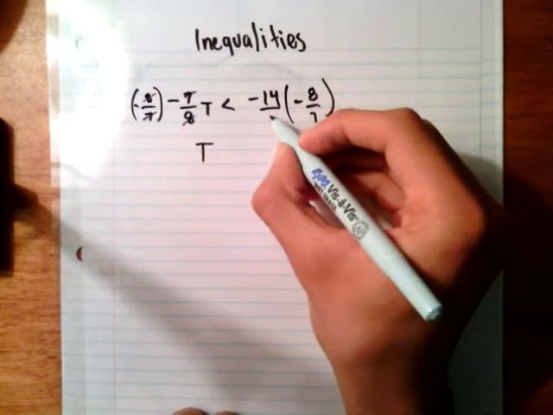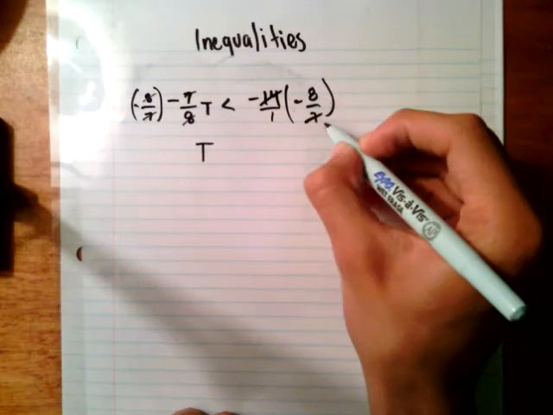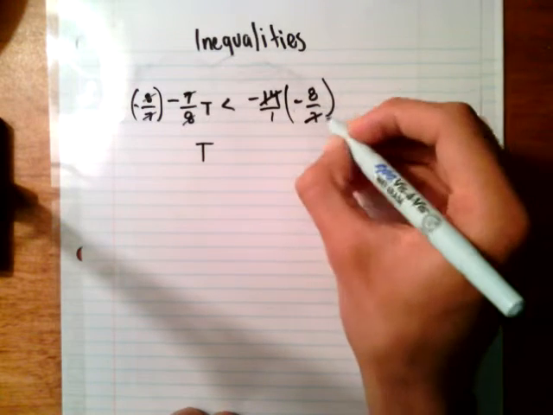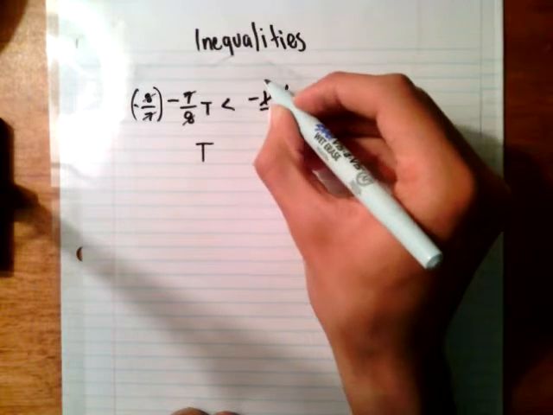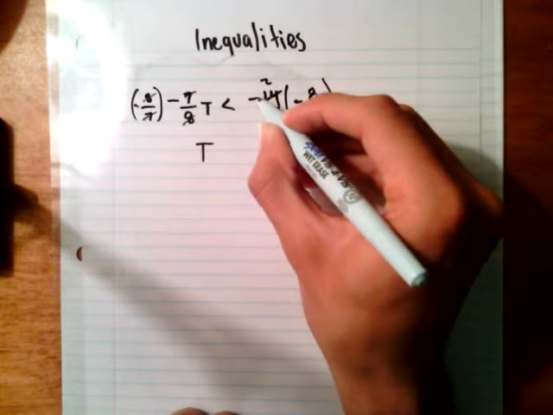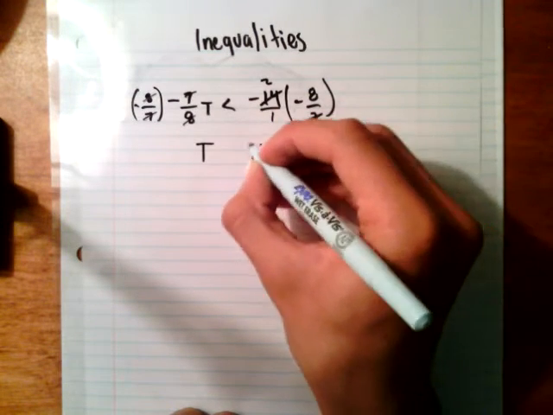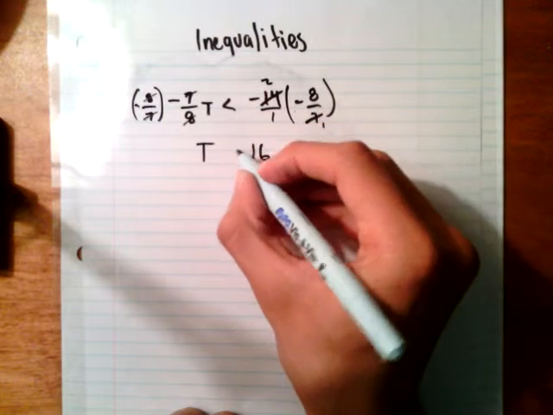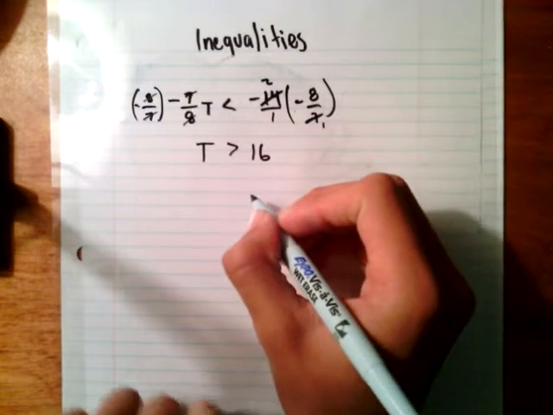Now, I'm going to put this 14 over 1. We can cross cancel 14 and 7. They're both divisible by 7, so 7 divides 7 one time. 14 is divisible by 7 twice. Next we have negative 2 times negative 8, and that gives us positive 16. Now remember, this was a trigger, so we must change the sign. So we have t is greater than 16.